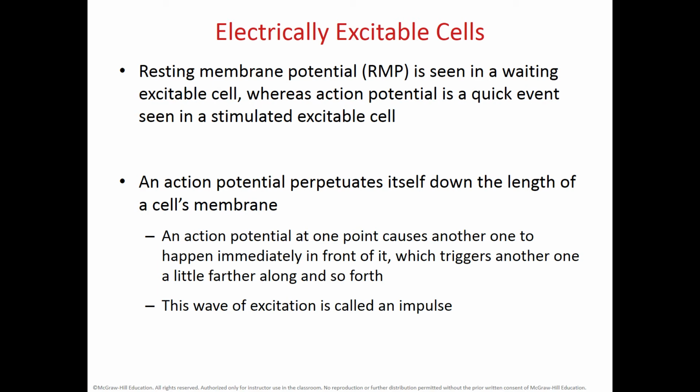So how can you see the resting membrane potential? It's seen as the waiting of an excitable cell to be stimulated. And the action potential will perpetuate itself from the area where it initiates along the length of the entire cell. So an action potential at one point causes another one immediately in front of it. So it will propagate. And this wave of excitation is called an impulse.